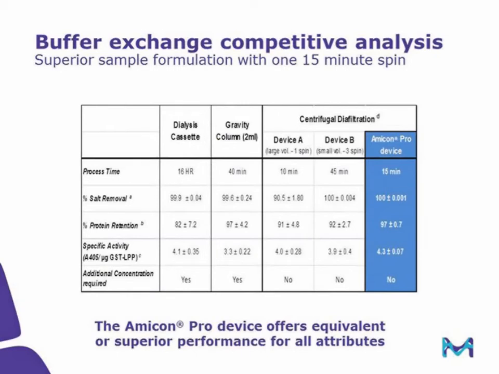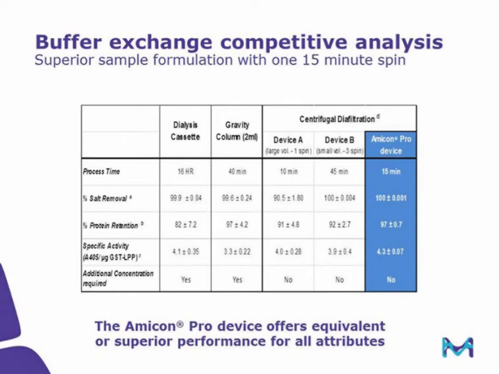There are many ways to exchange buffer: dialysis, gravity-based desalting columns, and diafiltration. One key point is that both dialysis and gravity-based methods will require use of a second device for sample concentration. To assess the relative capacity for buffer exchange, testing was carried out against representative devices for dialysis, gravity gel filtration, and centrifugal diafiltration. 4 parameters were measured: processing time, buffer exchange efficiency, protein retention, and specific activity, measured as a correlate of functional integrity. The results are summarized here.